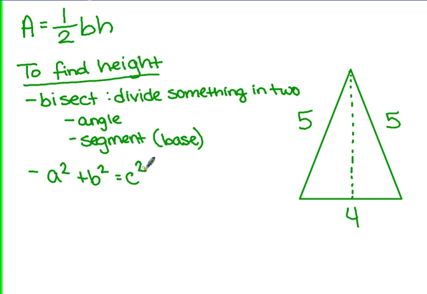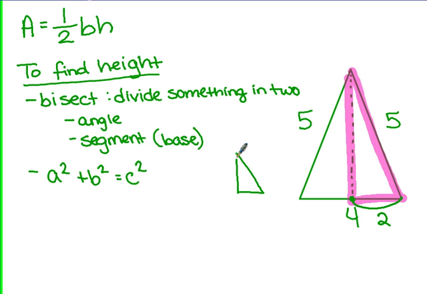Okay, so we bisected it, and in bisecting it, we've created now a right angle. Keep in mind that we bisected the segment also. So we split the segment in two, which means our new base is going to be 2, because half of 4 is 2. All right, so we're using, in this particular example, the Pythagorean theorem to find side a. This is our new right triangle that has been created when we bisected.